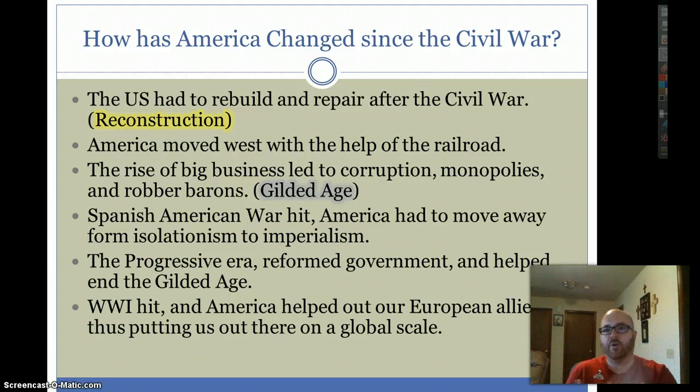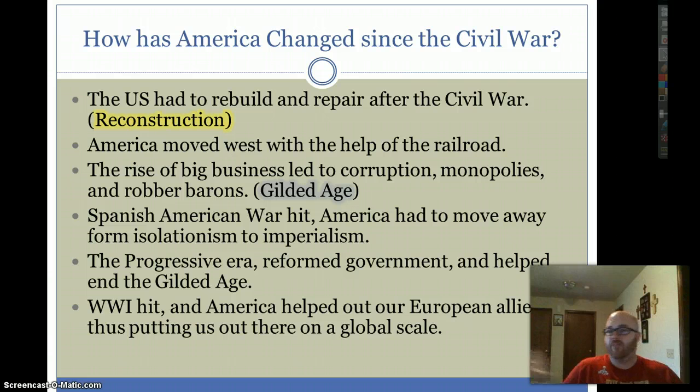Roosevelt's corollary gives teeth to the Monroe Doctrine. And so Roosevelt, just busting up trusts and big business, leads into the Progressive Era. We're going to reform government, more power to the people, like the 17th Amendment, direct election of senators.